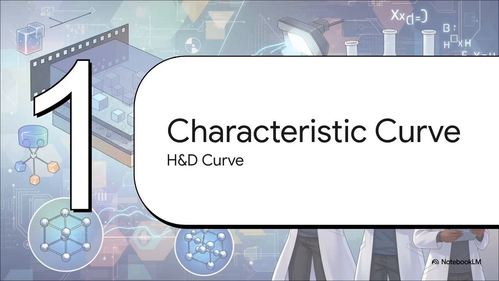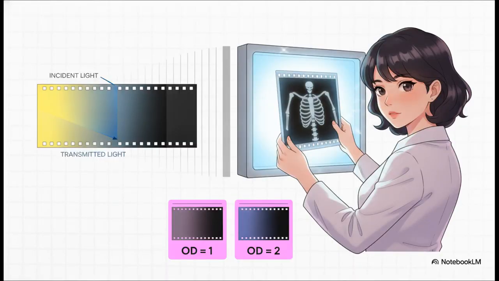Okay, on to Section 4, the characteristic curve. To mathematically map out this balancing act, we first have to define optical density. This is just a very precise measure of how dark the resulting film actually is. Mathematically, it's the log of the ratio of incident light over transmitted light.